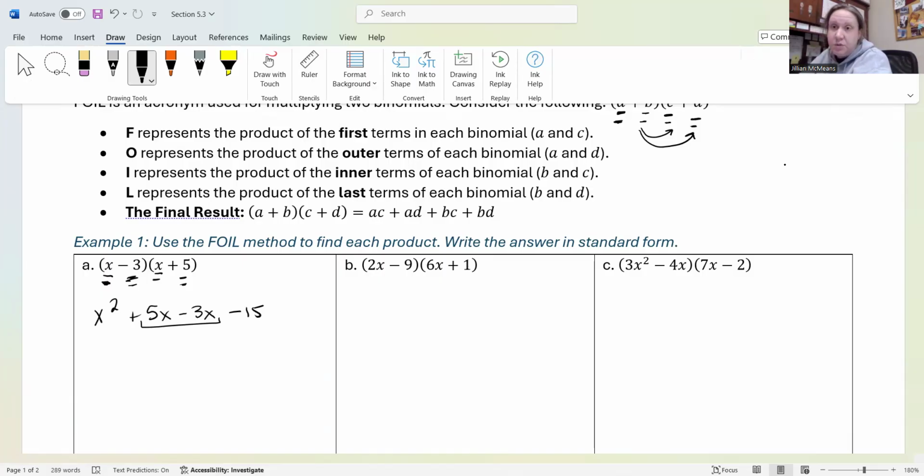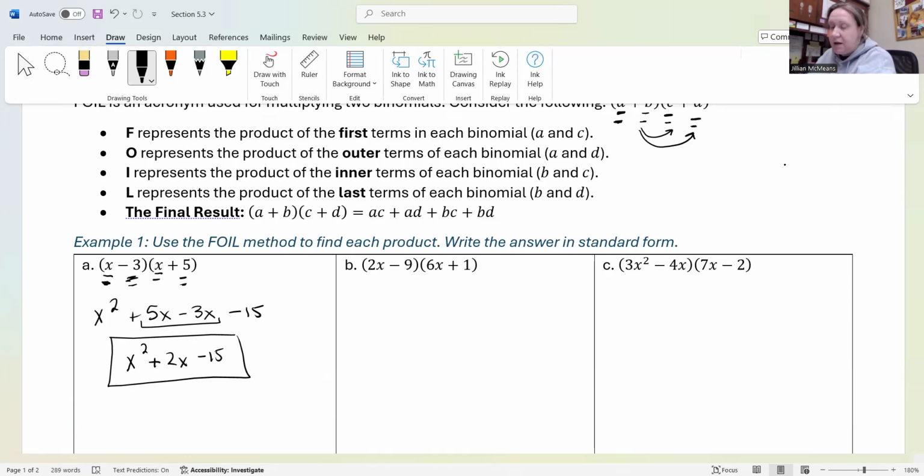So 5x minus 3x, we just want to take 5 minus 3, which is 2, and then keep the x. So I'm going to keep my x squared, okay? When I simplify my x terms, I get plus 2x, and then I'm just going to keep my minus 15. There was nothing to combine with the squared term or the constant. So that would be our final answer right there.